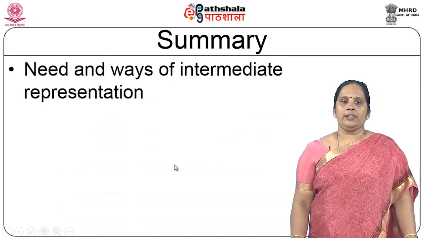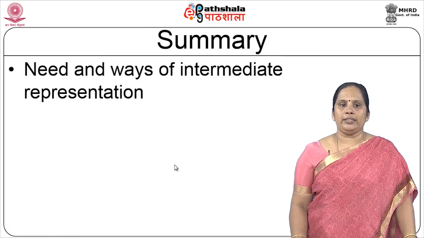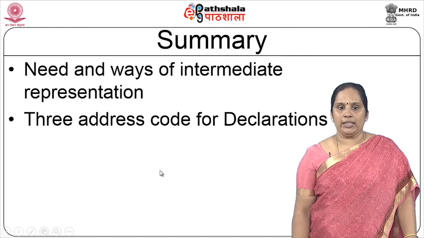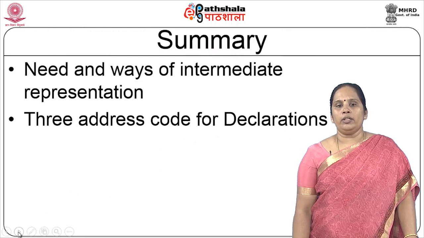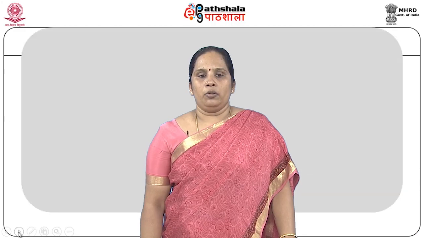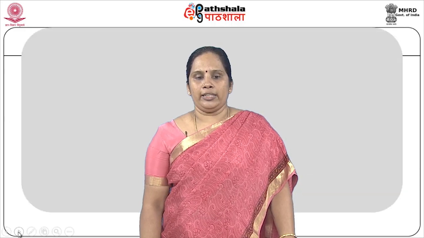So on summarizing, this module discussed the need and ways of intermediate representation. In terms of quadruples, triples and indirect triples were discussed, and we also talked about the 3 address code for declarations in the simple context. So we will continue on this in the next module.